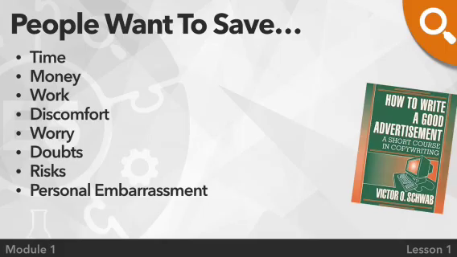See, this is another great list for you to really understand. Because even if you were selling or marketing a product on how to grow a beautiful flower garden, how can you demonstrate that your product or service will save them time? How can you demonstrate that it will save them money? Work and effort? How can you show them it will save them discomfort, worry, right? How can you show them that your offer eliminates risk? How can you show them that your offer will help them avoid personal embarrassment?